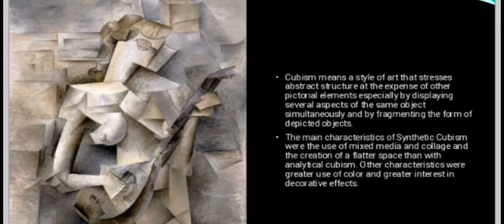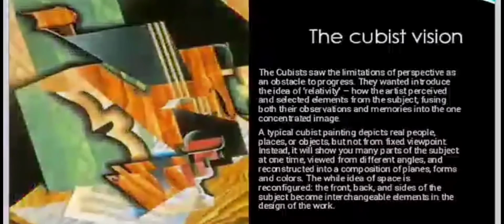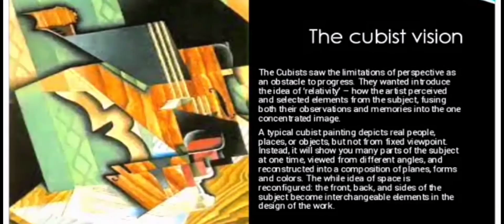So the main characteristics of synthetic cubism were the use of mixed media and collage and the creation of a flatter space than was done with analytical cubism. Other characteristics were greater use of color and greater interest in decorative effects. Cubist vision. The Cubists saw the limitations of perspective as an obstacle to progress. They wanted to introduce the idea of relativity, how the artist perceived and selected elements from the subject, fusing both their observations and memories into the one concentrated image.